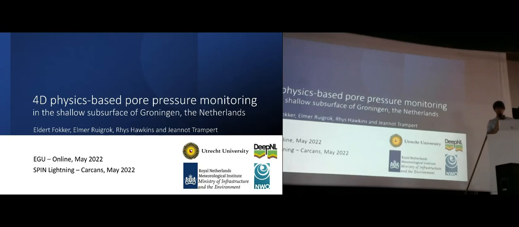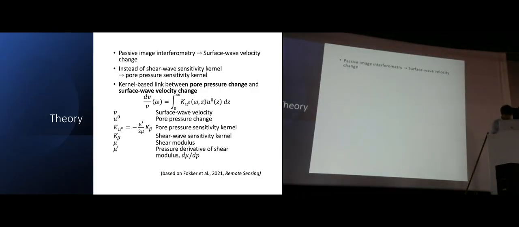So we're monitoring physics-based. So what physics do we need? Well, when we use passive image interferometry, we mainly look at surface wave velocity changes. And we can link those to shear wave velocity changes through sensitivity kernels. But instead of using a shear wave sensitivity kernel, we are going to link it directly to pore pressure variations. And to do that, we introduce here the concept of pore pressure sensitivity kernels.